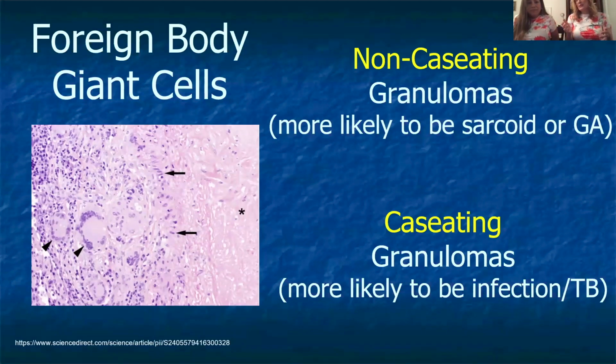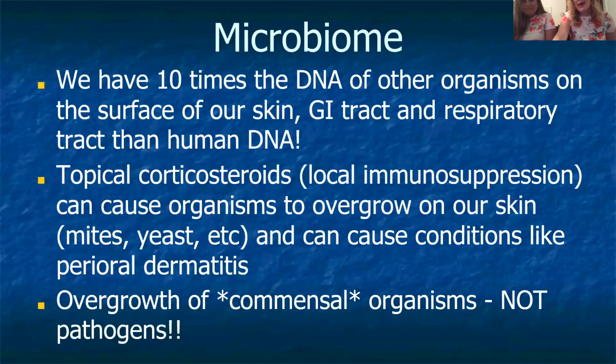And so, what would be the difference between a non-caseating, meaning creating pink stuff in the center, or caseating granuloma? What's the difference between those two? So the non-caseating are more likely to be the sarcoid or granuloma annulare. For the caseating granulomas, they're more likely to be an infection or TB. Yeah. So that's why the biopsy can be helpful because it helps distinguish, are we dealing with an infection, which you should always try to rule out, just like you do with the culture for the pustular dermatosis for the neutrophilic dermatoses.